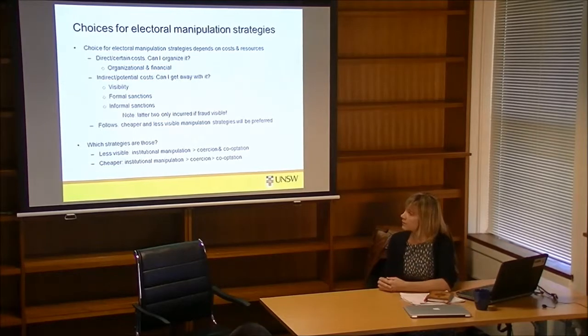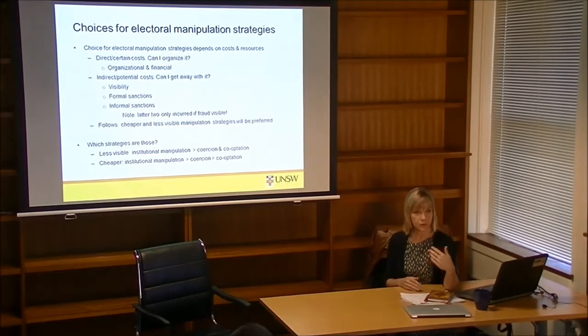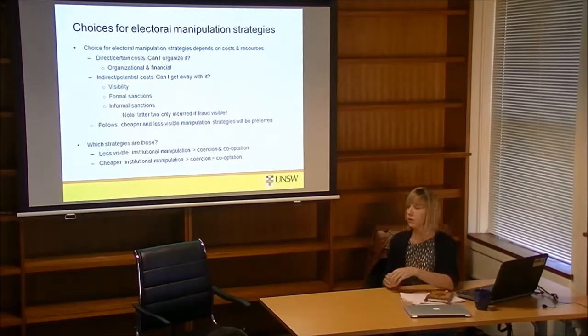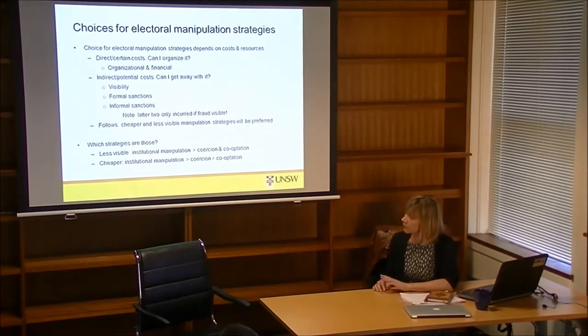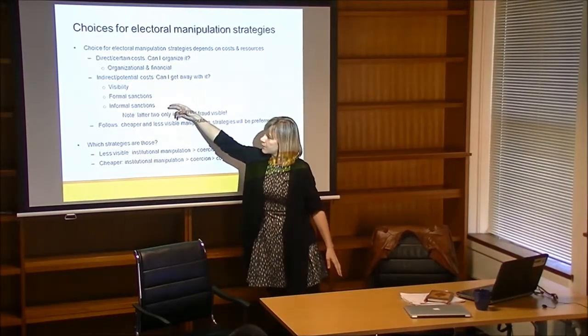Why is visibility important? Well, because if your manipulation is not visible, you avoid the formal and the informal sanctions that are involved with manipulation. So if you manage to get the electoral management body under your control and voters don't notice that, or if you manage to tweak the electoral framework, the legislative framework, to such an extent that you can exclude your opposition candidates, people will generally not notice that happens a year before the election. Those kind of legislative changes, it's much more effective because you exclude a large part of the opposition. So non-visible forms of manipulation are likely to be preferred. Again, why? Because it means you avoid the formal sanctions and you avoid informal sanctions.